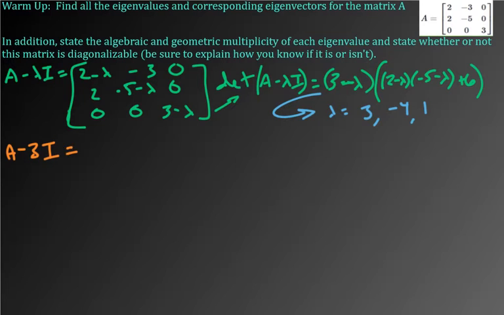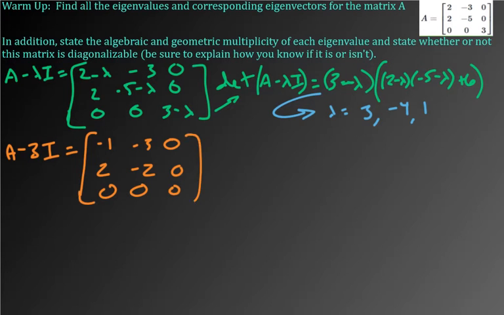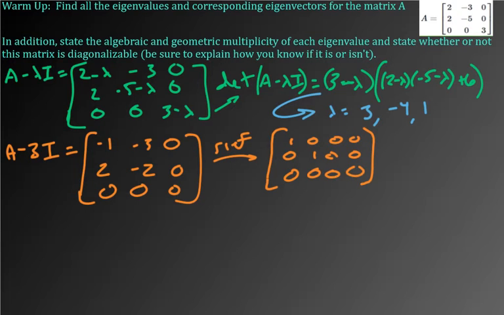So if I do A minus 3I, I'll have negative 1, negative 3, 0, 2, negative 5 plus 3 is negative 2, 0, 0, 0. And then that will be 0. And so then you can just do RREF, and you'll get this matrix. I actually forgot it over here. Of course, we're augmenting this with the 0 vector because we want to see where we're sending this into the null space, right?